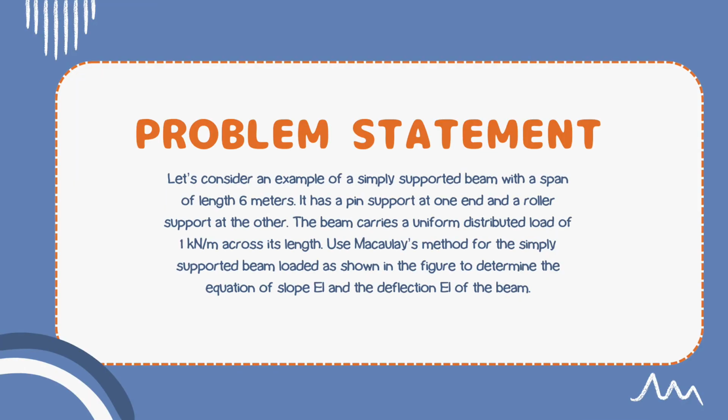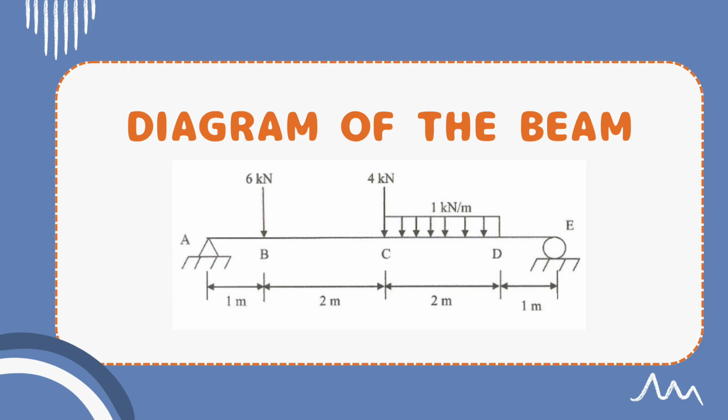Let's consider an example of a simply supported beam with a span of length 6 meters. It has a pin support at one end and a roller support at the other. The beam carries a uniform distributed load of 1 kN per meter across its length. Use Macaulay's method for the simply supported beam loaded as shown in the figure to determine the equation of slope and the deflection of the beam.